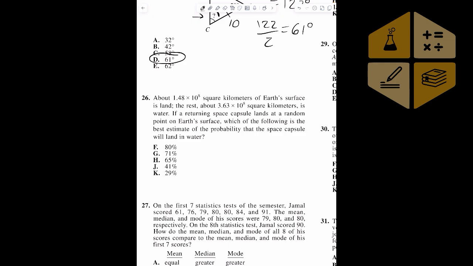What they're hoping is that students will get confused or get messed up because of these symbols right here, times 10 to the 8th, times 10 to the 8th. But if you think about it, we really don't need that part of these numbers, the 1.48 times 10 to the 8th, the 3.63 times 10 to the 8th. What we need is the amount of water relative to the amount of land plus water. And whether or not there's a million decimal points or a million zeros following these numbers, or just 8 of them, or none of them, that comparison is going to be the same.